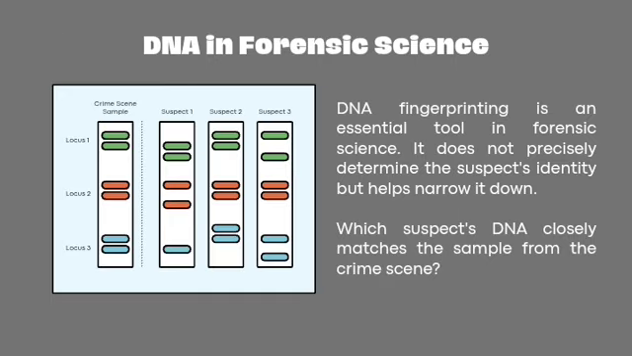DNA in forensic science. DNA fingerprinting is an essential tool in forensic science. It does not precisely determine the suspect's identity but helps narrow it down. Which suspect's DNA closely matches the sample from the crime scene?